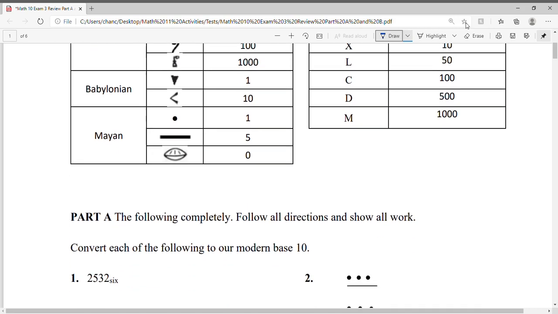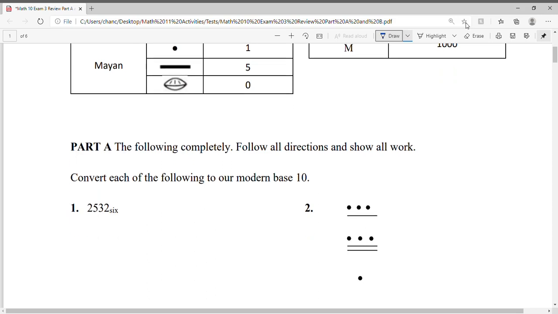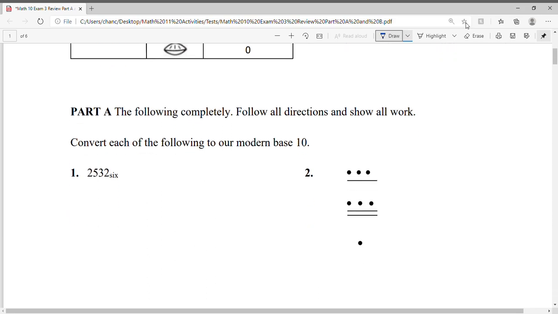Now let's start with question 1. We want to follow all the directions and show all of our work. Let's convert each of the following to our modern base 10 system.